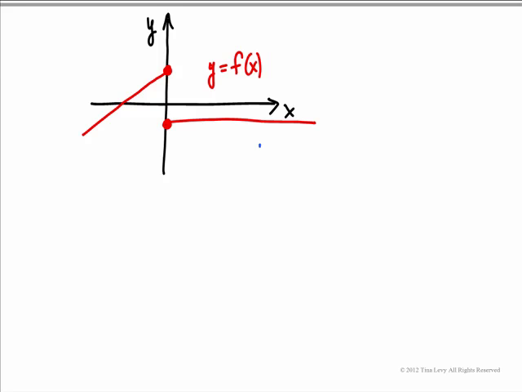So tricky as this is, it is not a function, and I'm going to abbreviate function FCM, because when x is 0, you have two different y values. So you could think of it as a horizontal line hitting it in two places. So that means two y values.